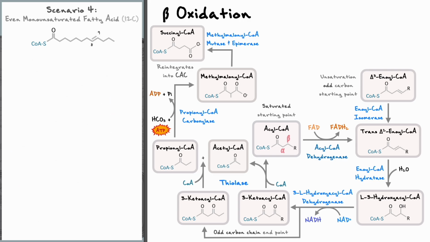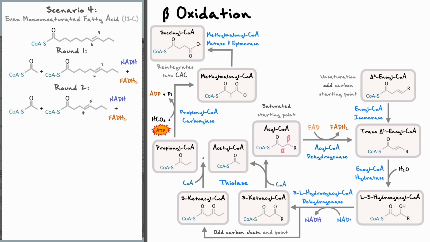The final scenario that can arise is the double bond being on an even carbon, for example this 12-carbon monounsaturated fatty acid with a double bond at the 8th carbon. To see the unique reactions of this fatty acid type, we need to consider what happens after we complete the second round, as we will get a fatty acid with a double bond on the fourth carbon. This fatty acid will be the starting point for double bonds at even carbons.